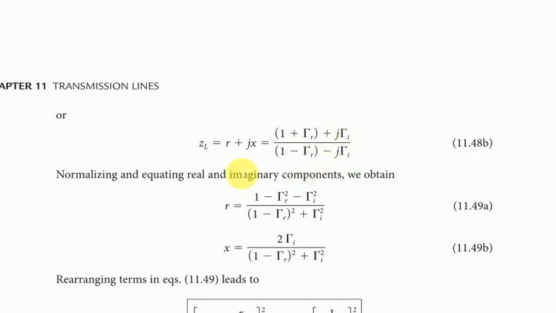Once you do this and compare both sides, you will get r is equal to 1 minus gamma r square minus gamma i square upon (1 minus gamma r) whole square plus gamma i square. In the same way you will get the equation for x. You just need to simplify this term and separate it in terms of real and imaginary parts. Now compare the real and imaginary parts from LHS and RHS, and you will get these two equations.